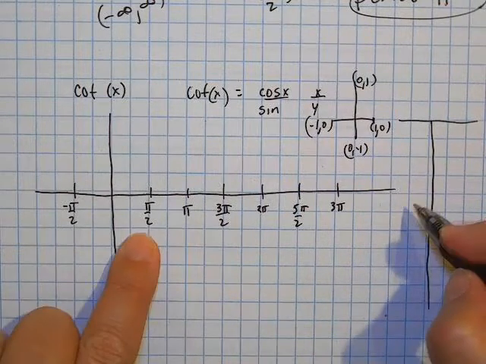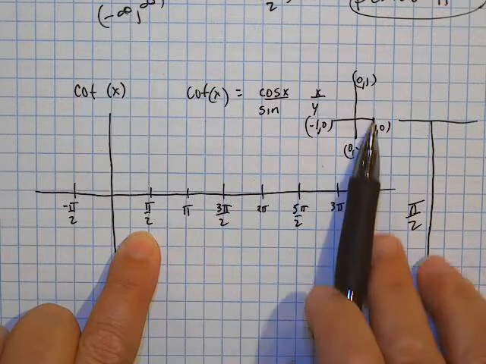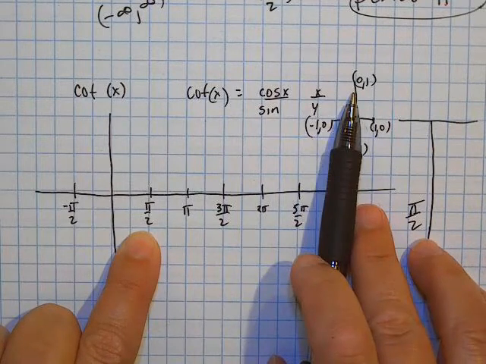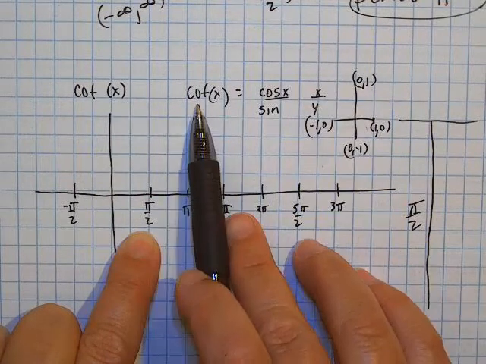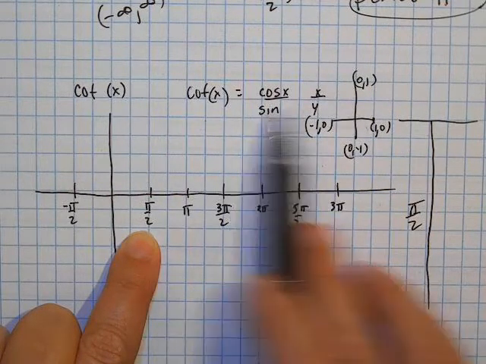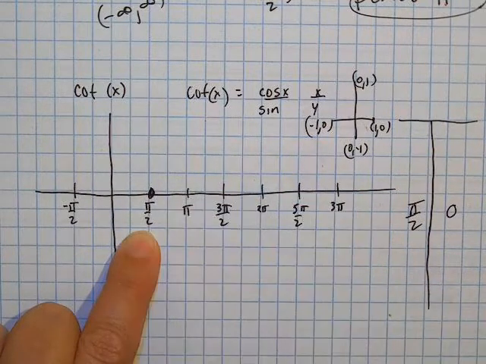and let's just start with pi over 2. If I start with pi over 2, that is here, and I do the x value over the y value, because we're talking about cotangent, so it's the reciprocal of tangent. 0 divided by 1 is 0. So at pi over 2, I'm at 0.